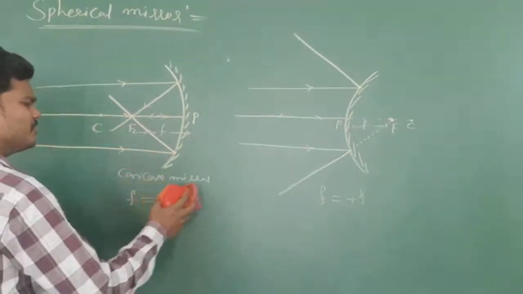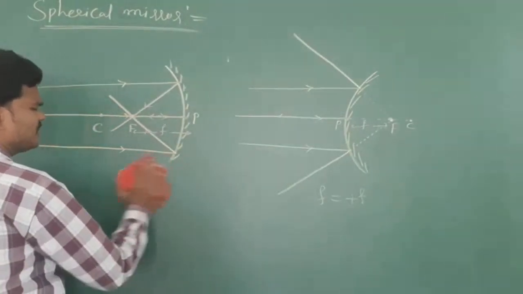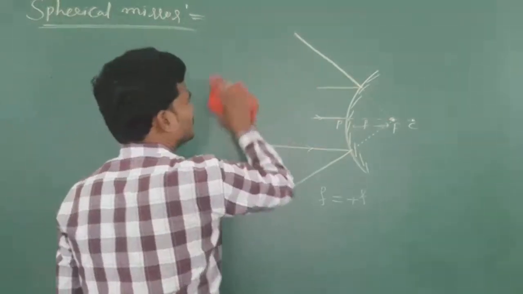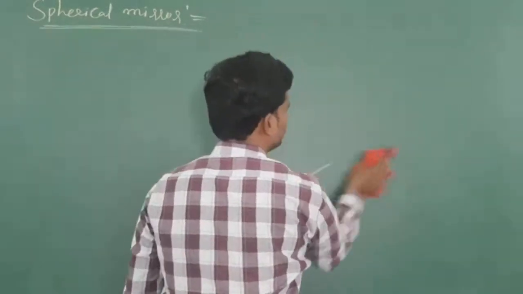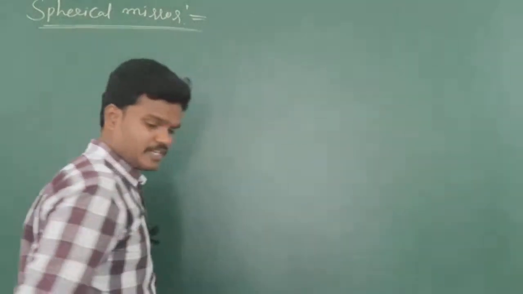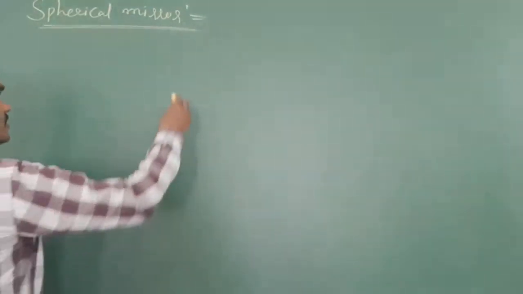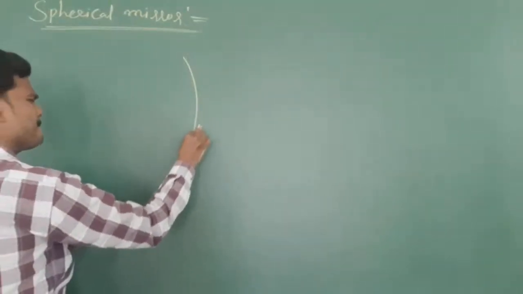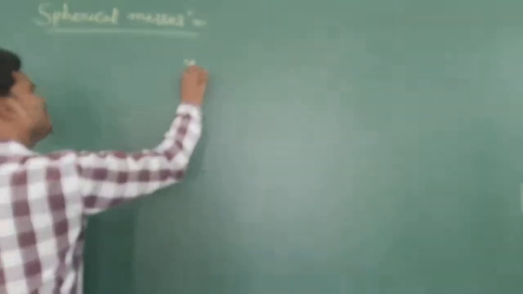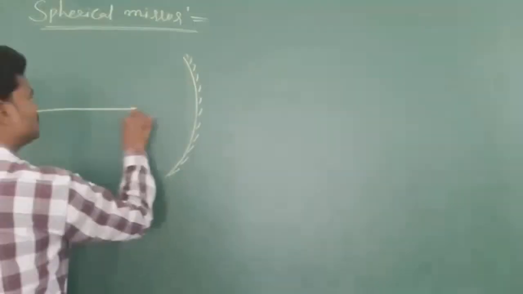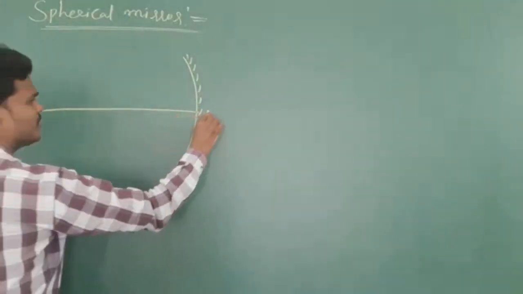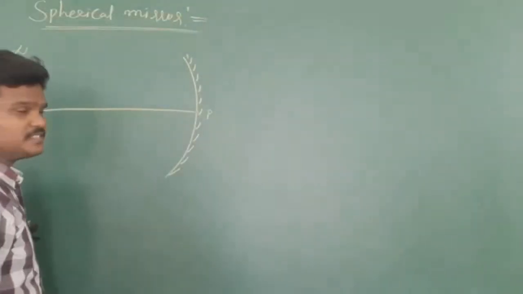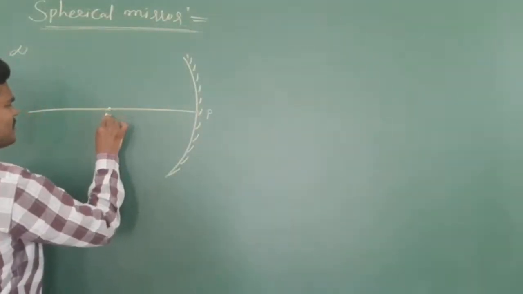So let me draw very few. There are so many diagrams, but let me draw the main diagrams that we require. See, this is the concave mirror. Now let me draw one or two, not many more, so many are there. If the object is at infinity, see, this is the center of curvature.